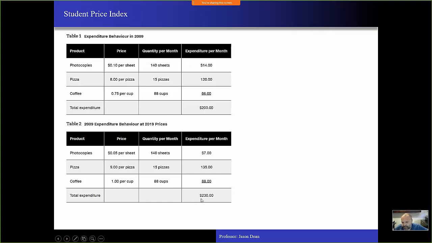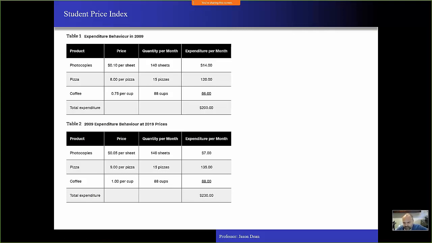Otherwise, the cost of the basket of goods here would reflect price and quantity changes, and we don't want that. We just want to know how the cost of the basket of goods changes because of price. So the quantities for the goods are held constant here. And when we recalculate the cost of the basket of goods using the new prices, we get that the cost of the basket of goods is $230.